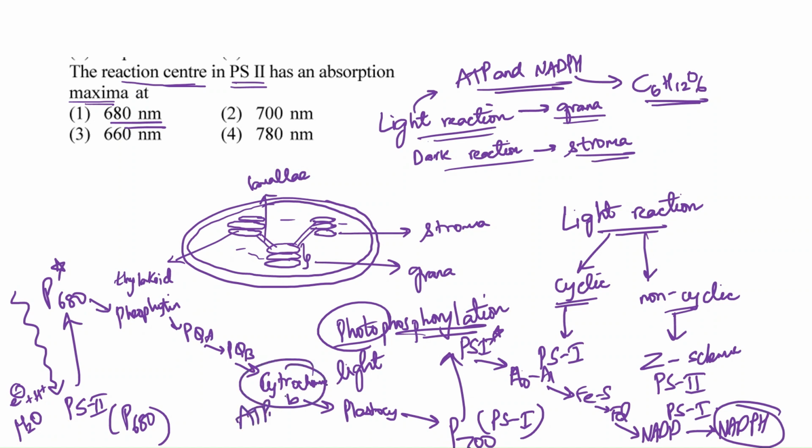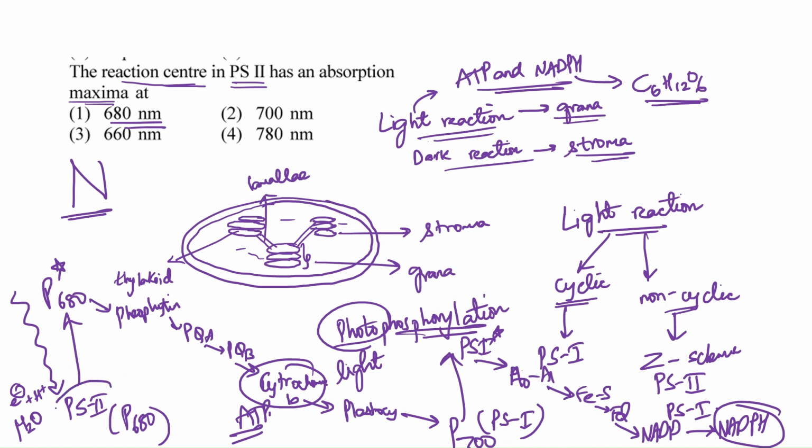Due to the electrons, there will be an electrochemical proton gradient created, and ATP is formed. So all that I have explained here is known as Z scheme. It looks somewhat like this. And is it cyclic or non-cyclic? Non-cyclic. No way it's connecting back. So it is non-cyclic photophosphorylation.